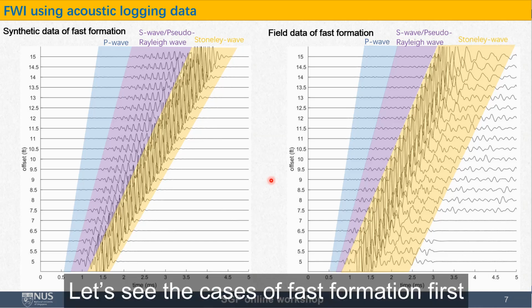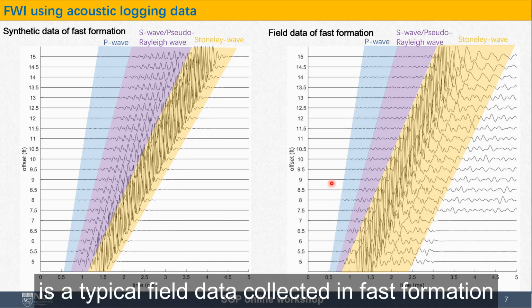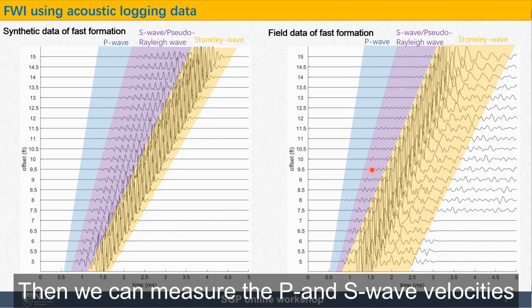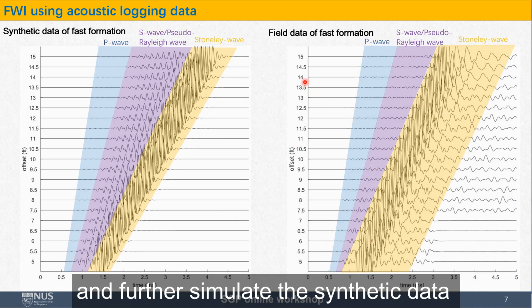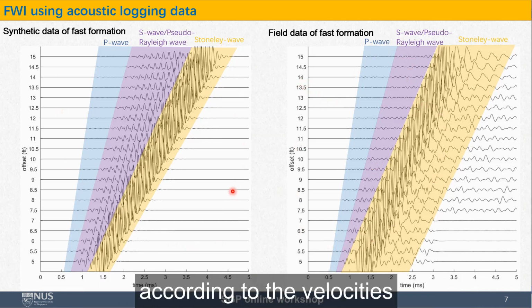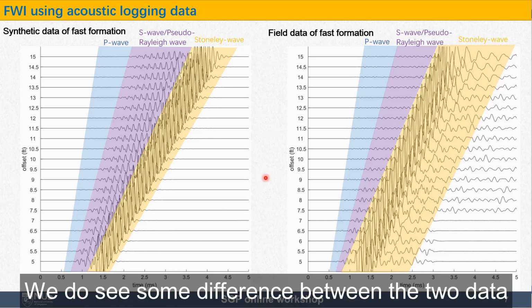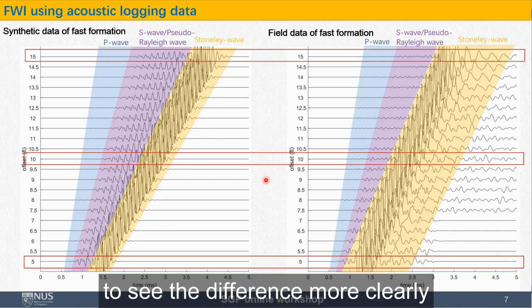Let's see the case of fast formation first. The figure on the right-hand side is the typical field data collected in fast formation. We can observe both stable P wave and S wave. Then we can measure the P and S wave velocities from the field data, and further simulate the synthetic data according to the velocities. We do see some differences between the two data, so I picked 3 pairs of traces at different offsets to see the difference more clearly.